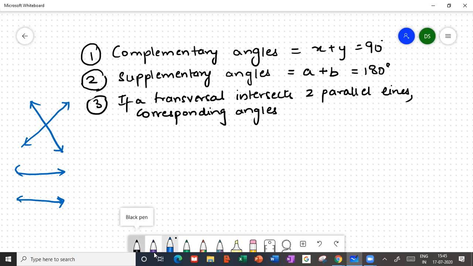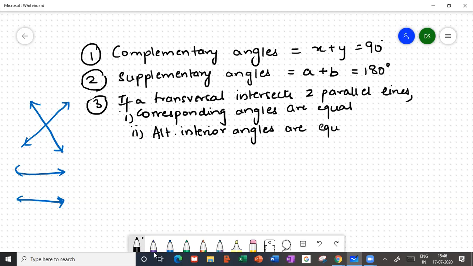Okay, so corresponding angles are equal, correct? Then what are the other things we know? Alternate interior angles are equal, yes, correct. So I'll just write it like this. Alternate exterior angles. Okay, so we'll be mostly using corresponding and interior ones, and the other thing which we use is that co-interior angles are supplementary.